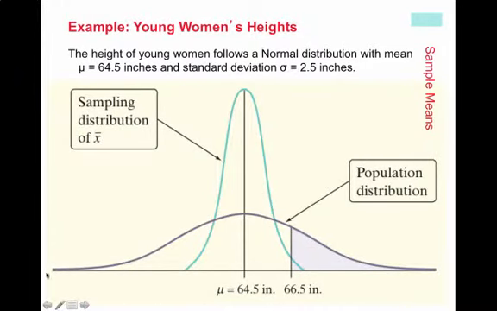The population distribution is the purplish normal curve here. Mean, standard deviation is bigger. Here's the 66.5. Note how our sampling distribution changed. Our standard deviation went down significantly, and the percent under the curve has shrunk significantly also.